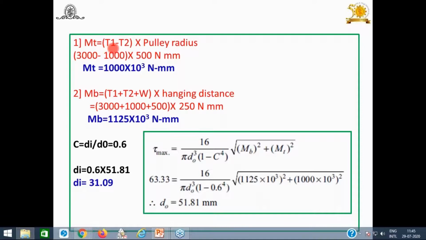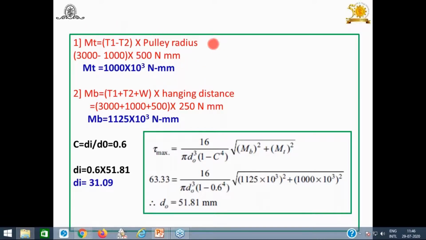MT is equal to T1 minus T2 into the pulley radius. So what is the maximum tight side tension? 3000. Slack side tension 1000. What is the pulley radius? Diameter is 1000, so here 500 is the pulley radius. So you will get 3000 minus 1000 into pulley radius 500. You can solve it. You will get MT equal to 1000 into 10 raised to 3 Newton mm. This is MT.